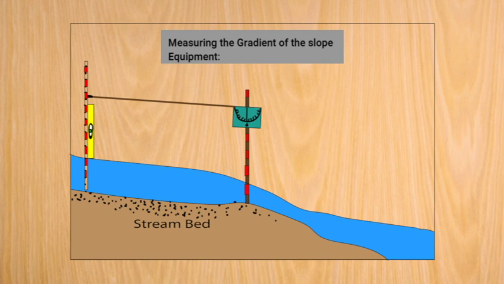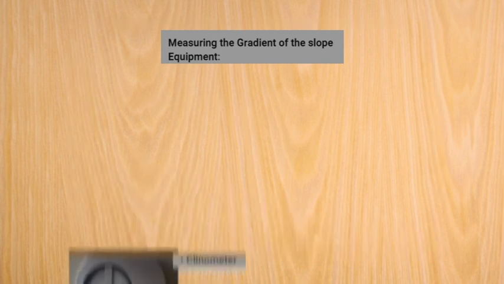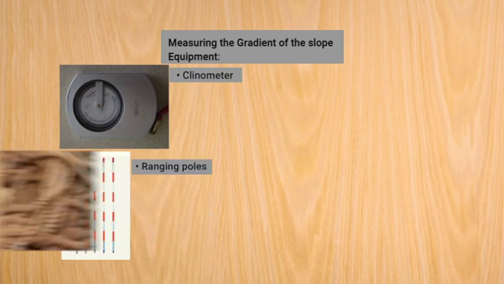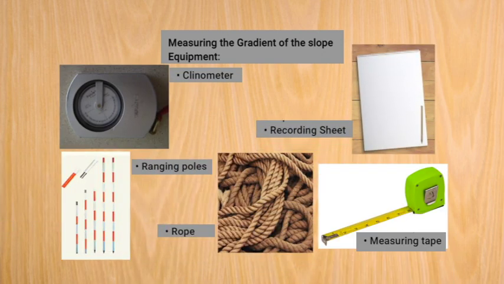Gradient of the slope. When we are measuring the gradient of the slope, we need the following equipment: clinometer, ranging pole, rope, recording sheet, measuring tape.